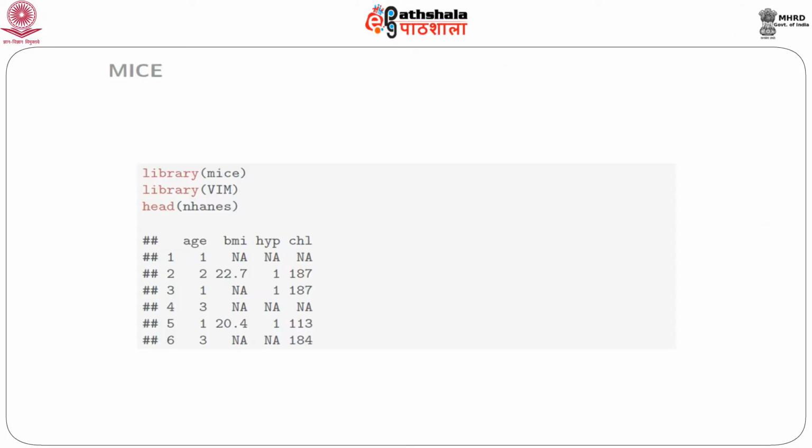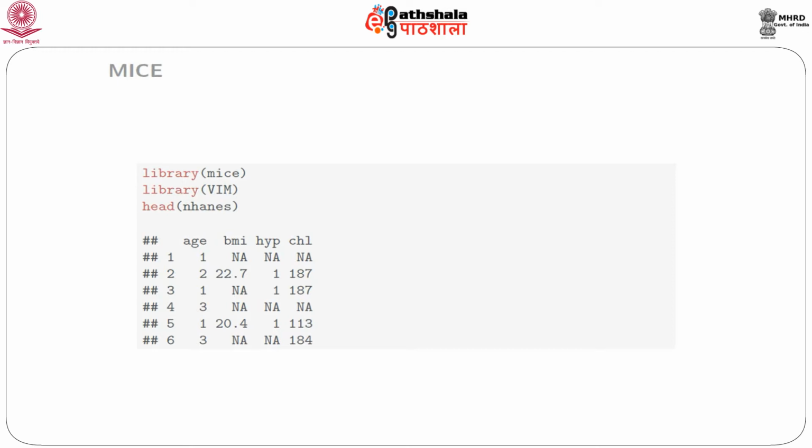To implement multiple imputation in R, we need 2 packages, the mice package and the VIM package. The VIM package is needed for the graphics that we would be generating. To start with, we would be using a data set called enhance. Now, this data set is in the library mice, and to get the details of this data set, one can use question mark enhance.